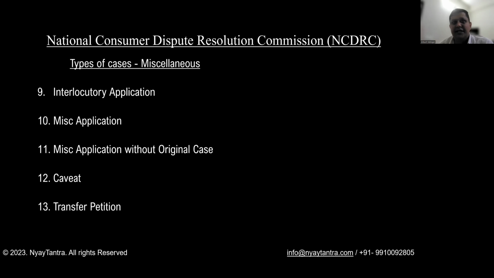Twelfth is the caveat petition. Those who are practicing civil litigation are very well aware that you do not want your opposite party to get any order without your presence. That's why you file the caveat petition in the NCDRC. And lastly, transfer petitions. The scope of a transfer petition is that if a case is pending before a particular state commission, you wish to get it transferred from that state commission to another. Then you will be filing the transfer petition before the NCDRC.